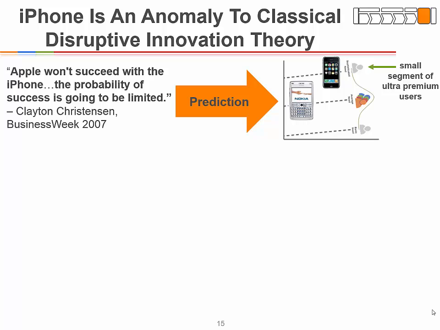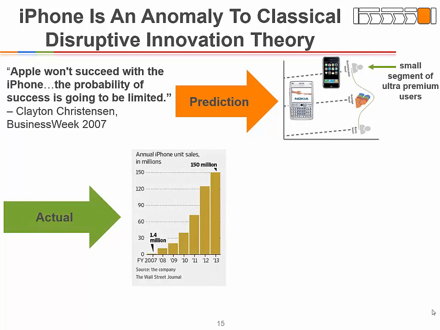It was wrong. But when you look at it from the framework of disruptive innovation theory, it actually makes sense why he said that. The reason is because in the middle of the market in 2005, 2006, you had Nokia and in some cases BlackBerry and others. These were the heart of the market and they sold a lot. And what Christensen was suggesting is that the iPhone is just a sustaining innovation over and above those, and that it's only going to appeal to a small segment of ultra-premium users.